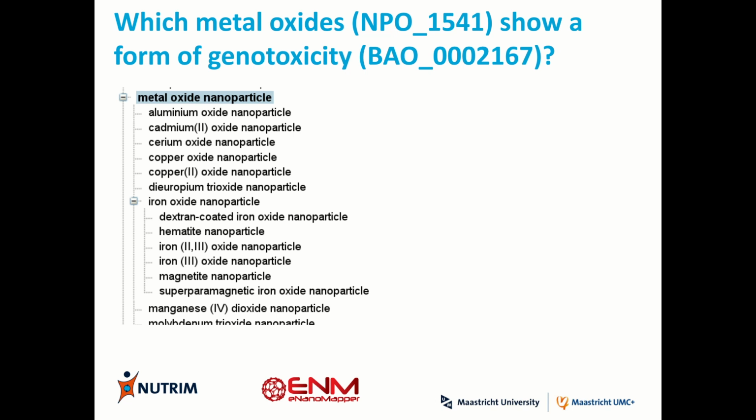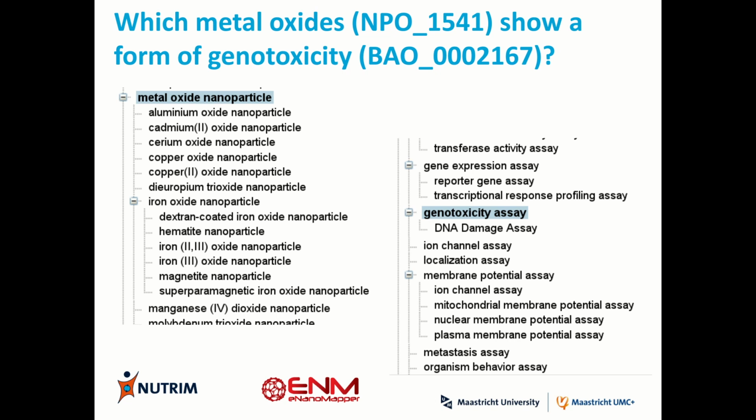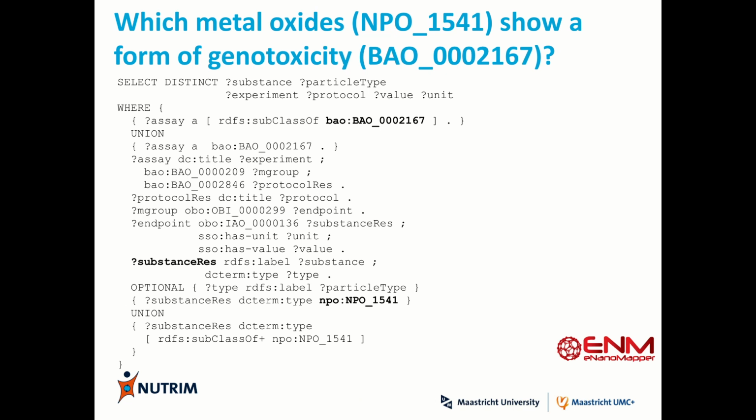We can expand metal oxide nanoparticle to all the various metal oxide particles known in some resource or known in general. And the same for genotoxicity assays, of which in this case we only see one DNA damage assay. But you can replace genotoxicity with, for example, membrane potential assay if you're interested in that, and then you actually already have 5 different ontology terms. Now if we translate this into a SPARQL query, we can translate this question in blue at the top into a, well, perhaps somewhat elaborate SPARQL query, but that knows about the hierarchy in the ontology and expands the things along the way.